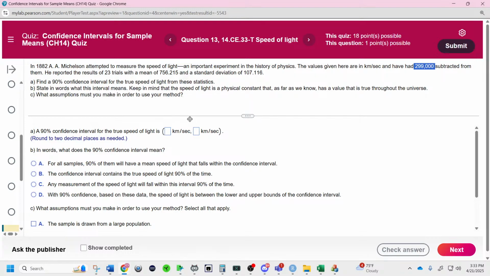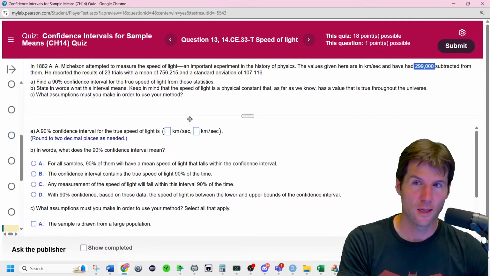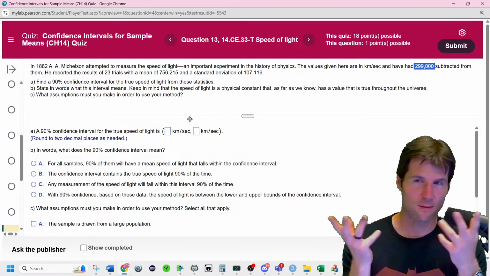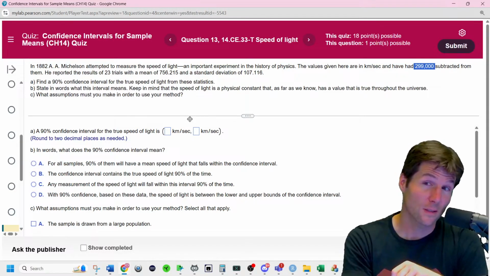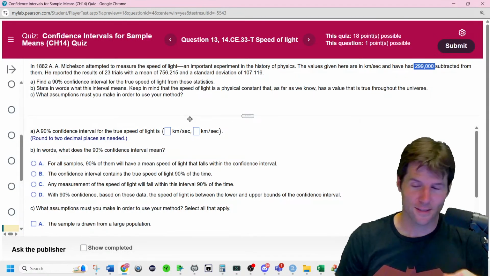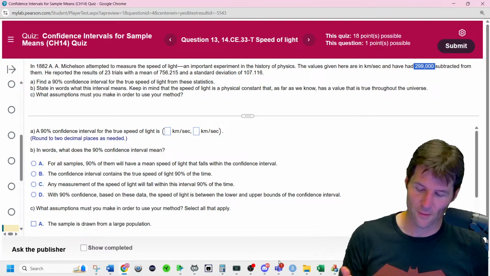And so what they want us to do is make a 95% confidence interval for the true speed of light, because there's measurement error in it. A lot of times people say we only know the one-way speed of light, but go talk to physics, because they'll tell you why. I just do the math for this.